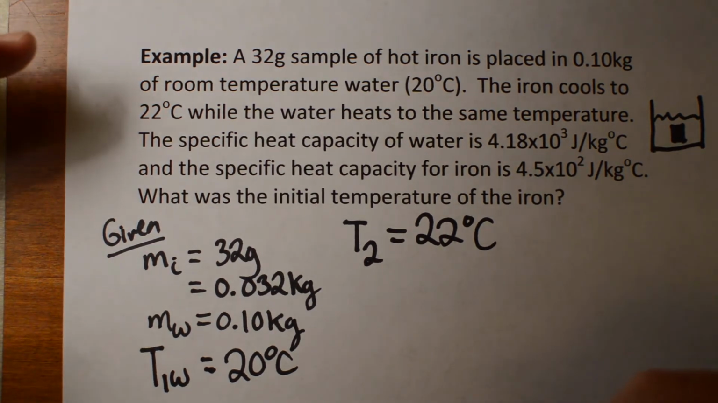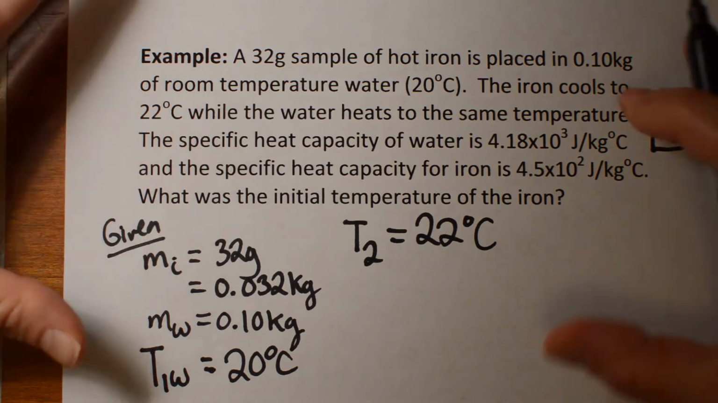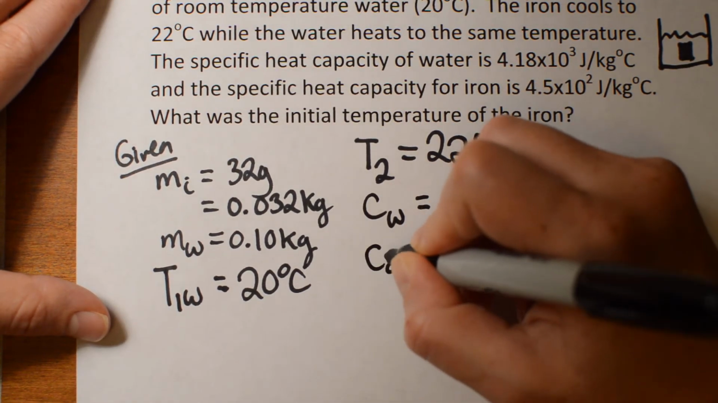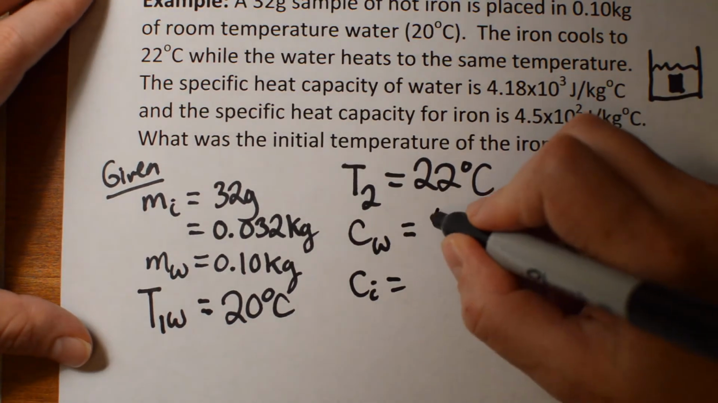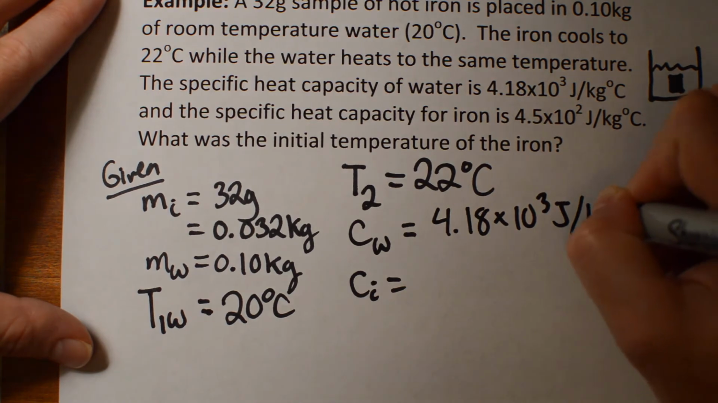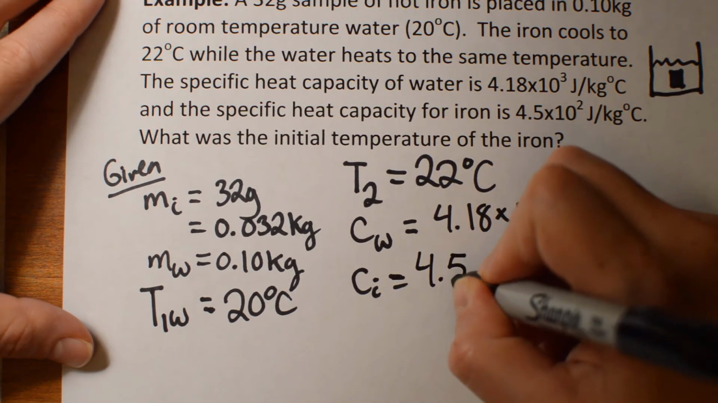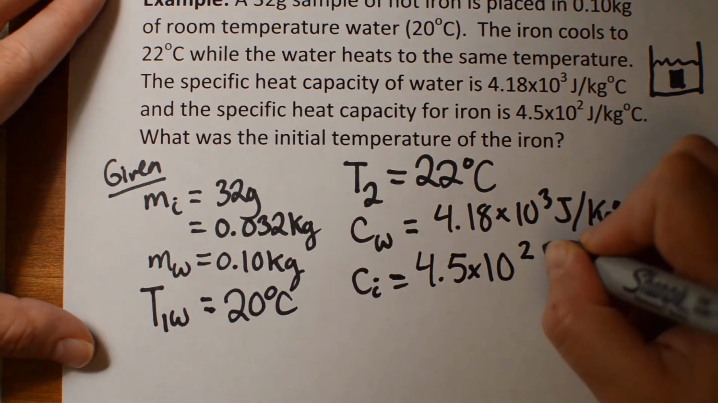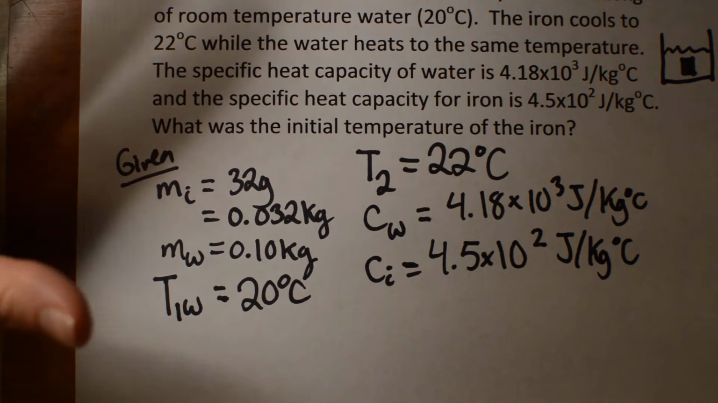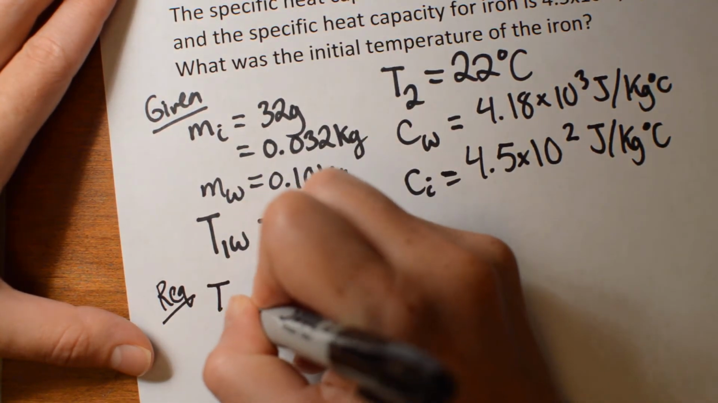So the water will heat up to 22 degrees Celsius, the iron will cool down to 22 degrees Celsius. And the last thing that I know is the heat capacities of both the water and the iron. So the water has a heat capacity of 4.18 times 10 to the 3 joules per kilogram degree Celsius, and the iron has a heat capacity of 4.5 times 10 to the 2 joules per kilogram degree Celsius. Okay, we want to know, so our required is the T1 of the iron.